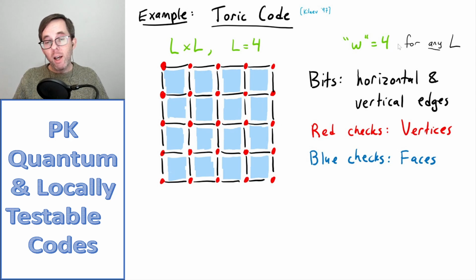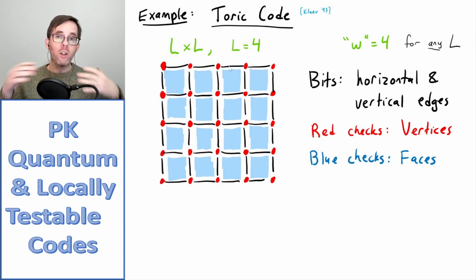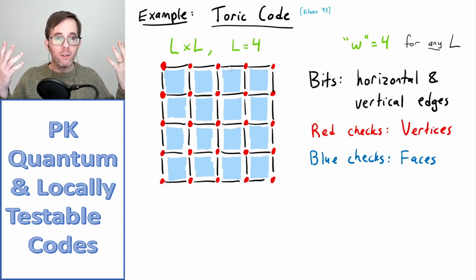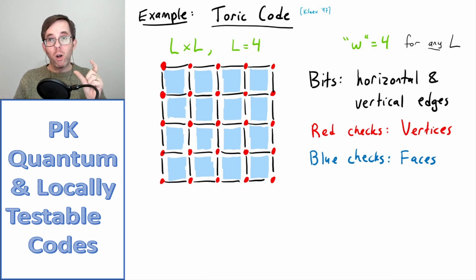So the W for this toric code, the low in low density parity check, is 4, because every face touches 4 edges and every vertex touches 4 edges. It's just an unfortunate coincidence here that capital L is also 4 in my picture. That's just what I was able to draw. And generally, you should think of L as much bigger than 4. It's a growing parameter. But the W for this code will always be 4, which is great. I mean, that's very low density.